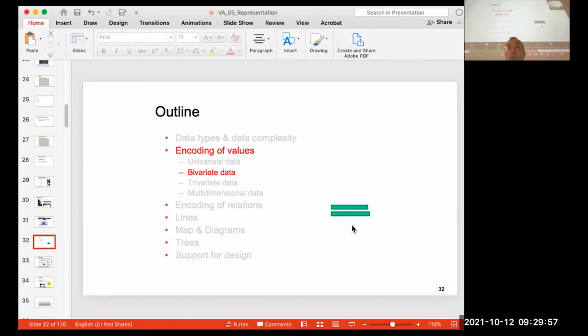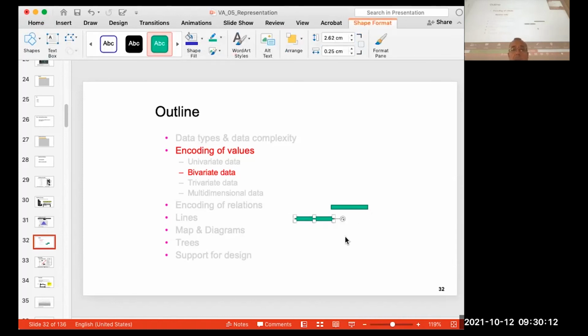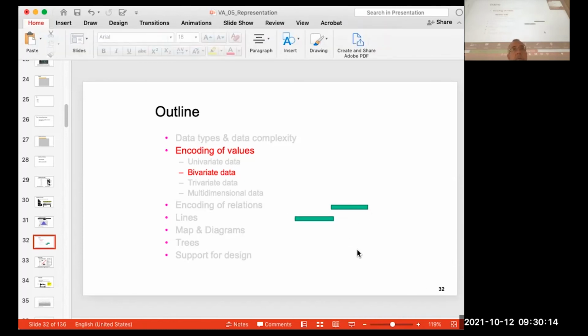If you want to compare elements, position is the better solution. And even if you think that you are comparing the length, you are not comparing the length. You are comparing the position of the... if I just move it, again, you lose this information.